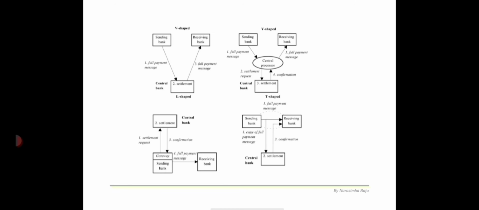The T-shaped structure has generally been viewed as being incompatible with the basic principle of RTGS, that a funds transfer should be passed to a receiving bank if and only if it has been settled unconditionally by the central bank.